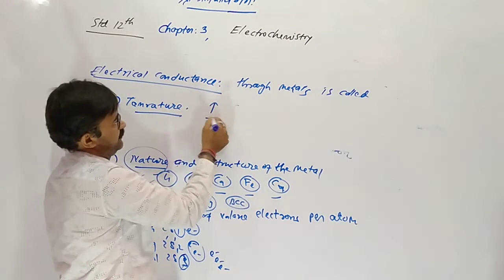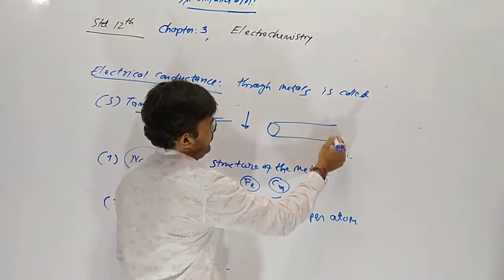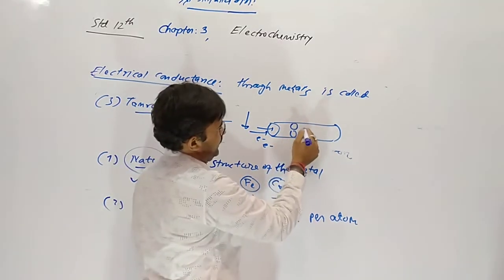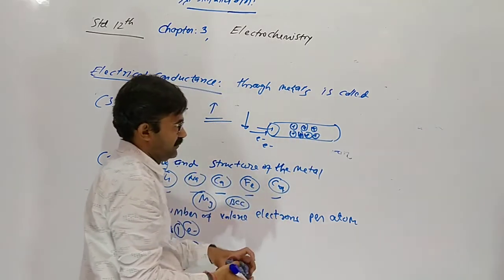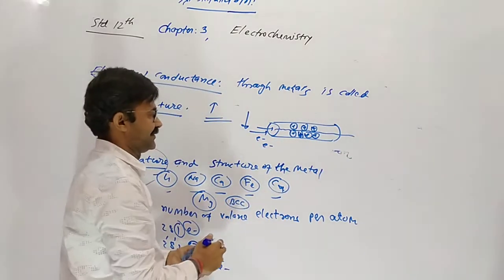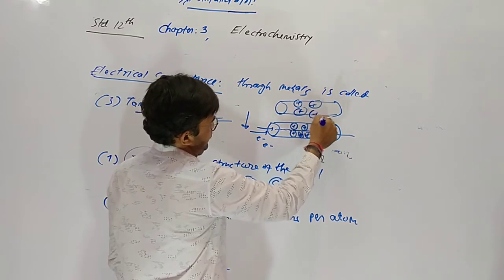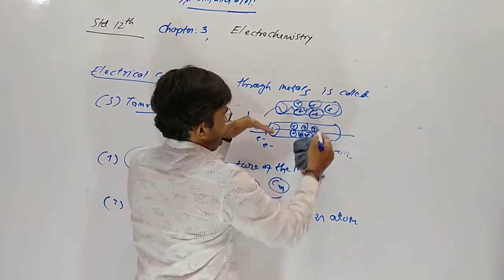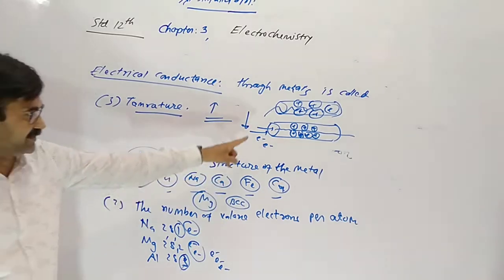When we increase the temperature, conductivity decreases. Why? In the wire, when an electron enters, there is an atomic kernel. At low temperature, vibration is less, so the path of the electron is easy, convenient. But at high temperature, more vibration occurs in the atomic kernels, large vibration. So the electron experiences difficulty to pass from one end to another end.